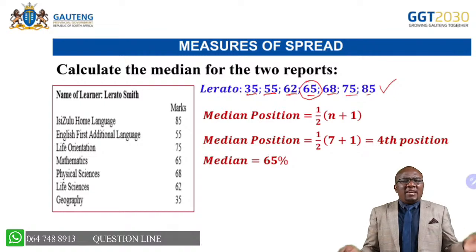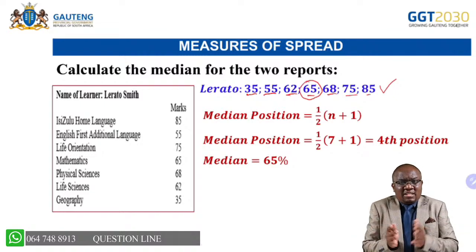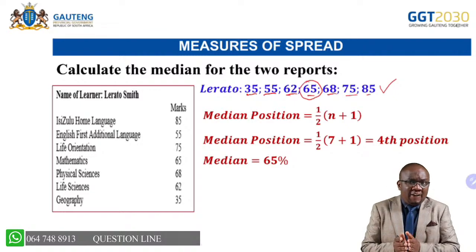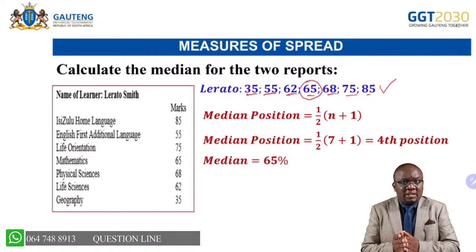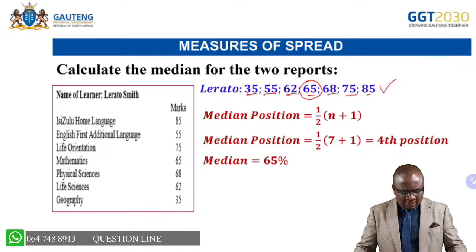So now we have a picture of the marks for Lerato being clustered around what? Around 65%. What is Lerato's average? 65%. Okay, don't forget that. Lerato's average, 65%. Let's go to John's marks now.